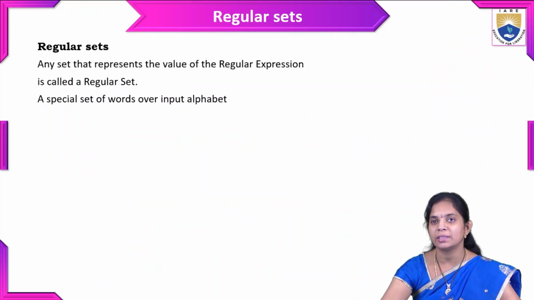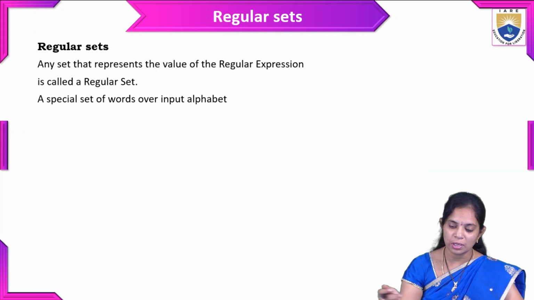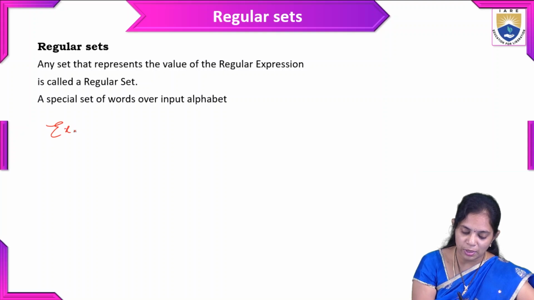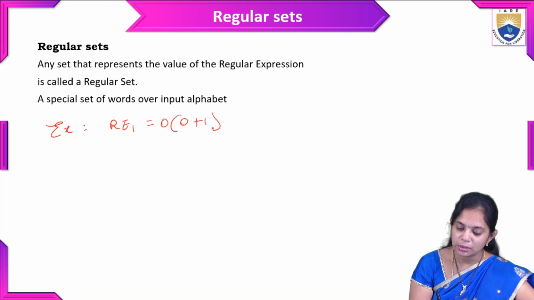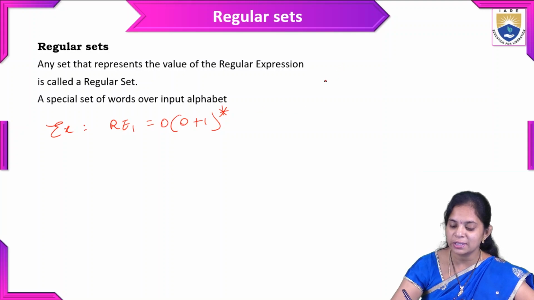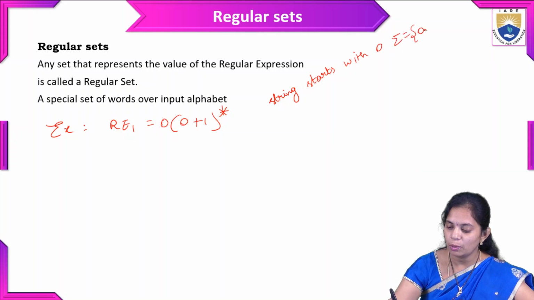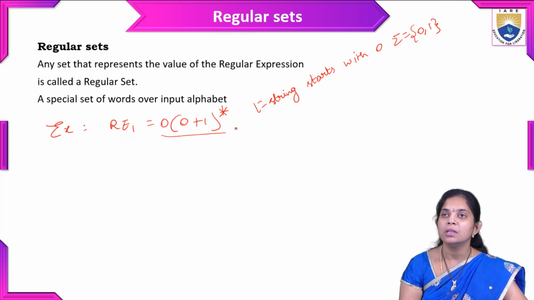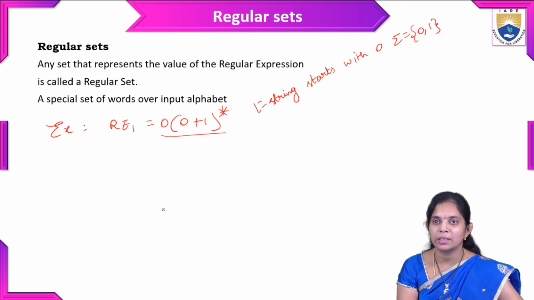So what is meant by regular sets? It's any set that represents the value of a regular expression. Suppose, for example, we take one regular expression: regular expression 1, which is equal to 0(0+1). It is a declarative way to represent the strings that start with 0, and sigma is 0 comma 1. So this is the language over which we have written the regular expression. We will discuss how to build this kind of regular expression in detail.